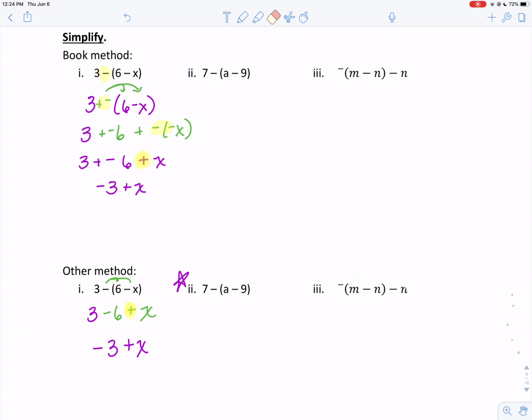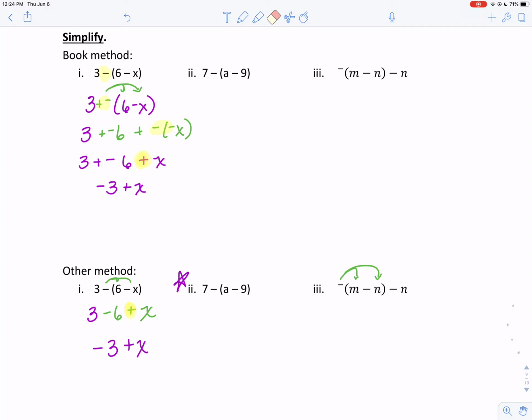So I'd like for you to do number 2. You can either use the book method or the other method. I'd like to talk about number 3. Number 3, you're going to distribute that negative through the parentheses.